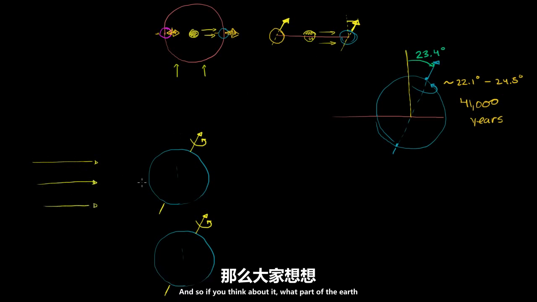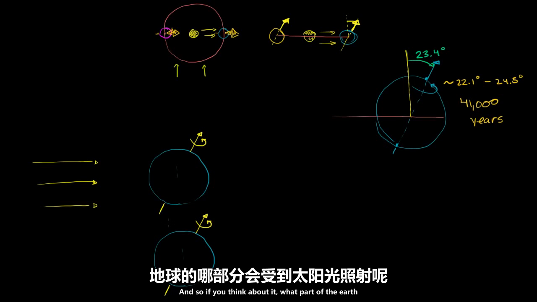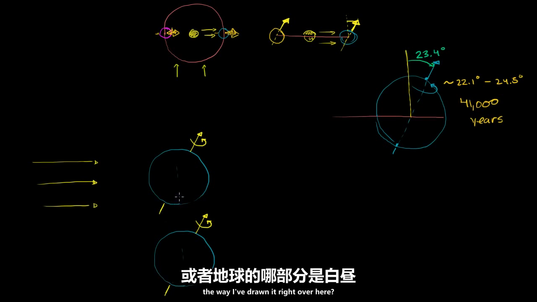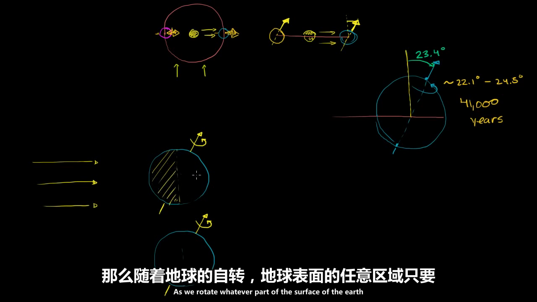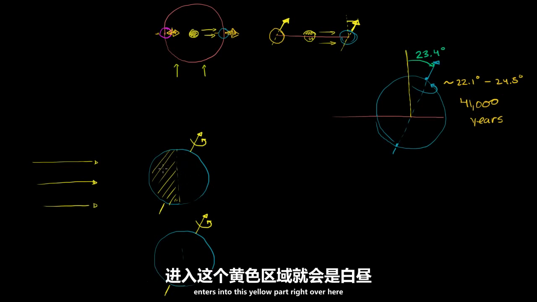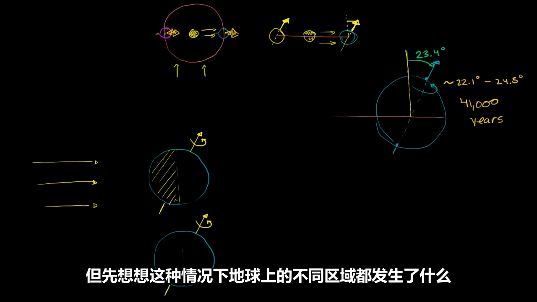And so if you think about it, what part of the Earth is being lit by sunlight? Or what part of the Earth is in daylight, the way I've drawn it right over here? Well, the part that is facing the sun. So all of this right over here is going to be in daylight. As we rotate, whatever part of the surface of the Earth enters into this yellow part right over here will be in daylight. But let's think about what's happening at different parts of the Earth.